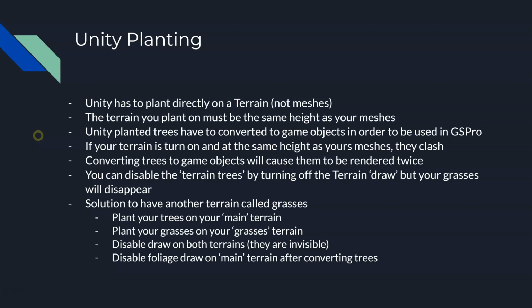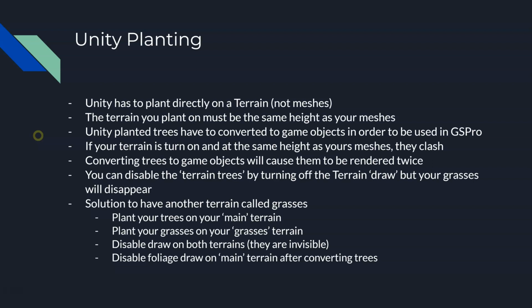Well, the solution here is we're going to create another terrain that we're going to call grasses. So what does that mean? Well, we're going to plant our trees on the main terrain that we already created, and we'll plant our grasses on the grass terrain. Simple, right? And then what we're going to do is disable draw on both terrains.